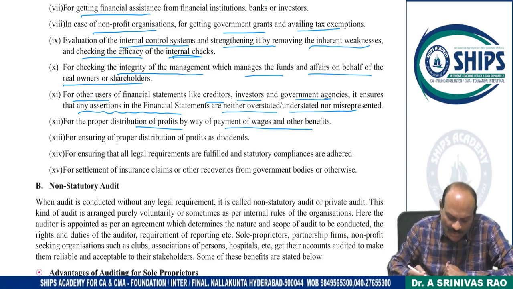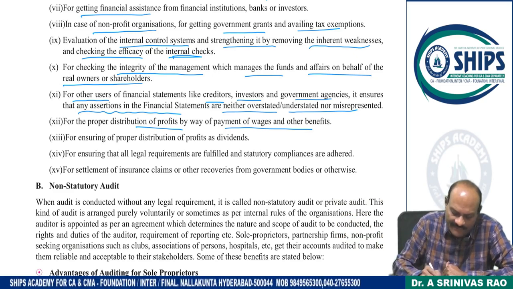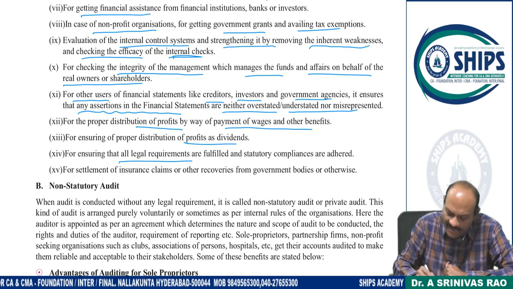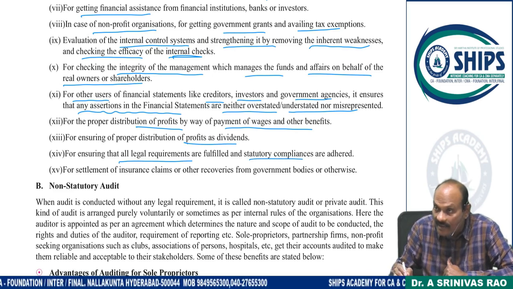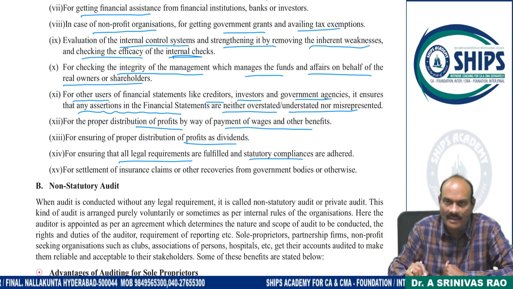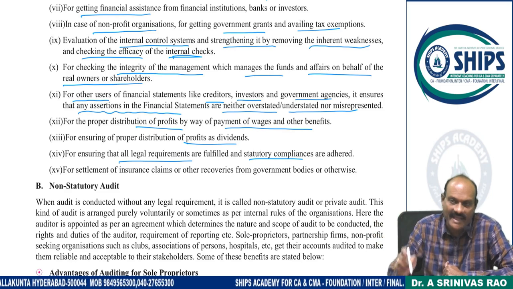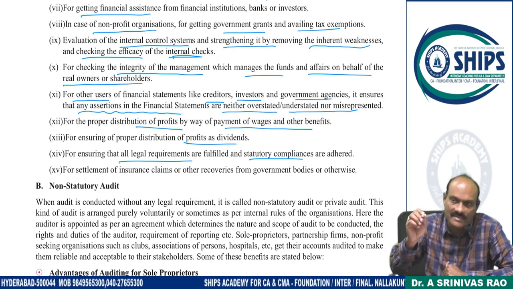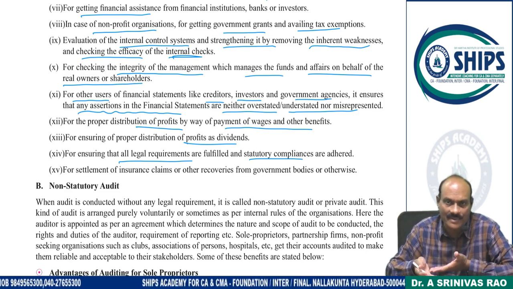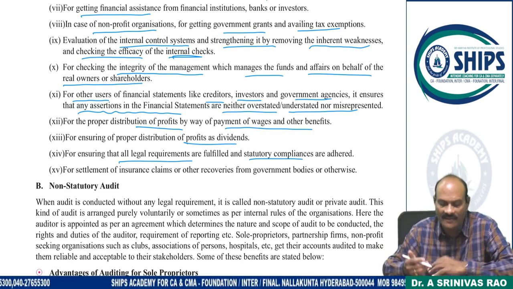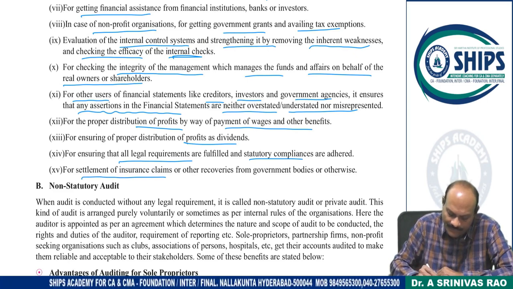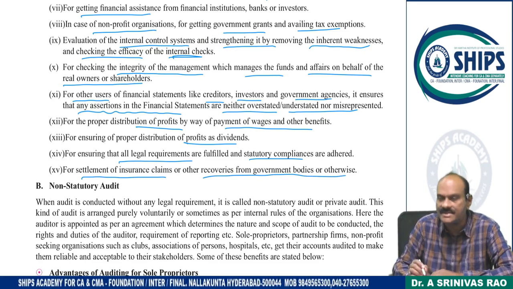And to ensure the proper distribution of the profits as a dividend, it ensures that all legal requirements are fulfilled and statutory compliances were adhered to. If there is any departure from the law, the auditor will report it. If annual returns were not filed, tax returns were not filed, or meetings were not conducted timely, company law will impose some penalty, it will be reported there, and a caution will come: you have to be careful and cautious. And for settlement of insurance claims and recovery by government bodies, etc.